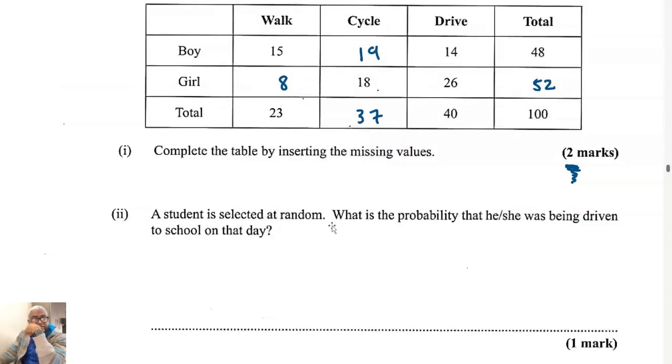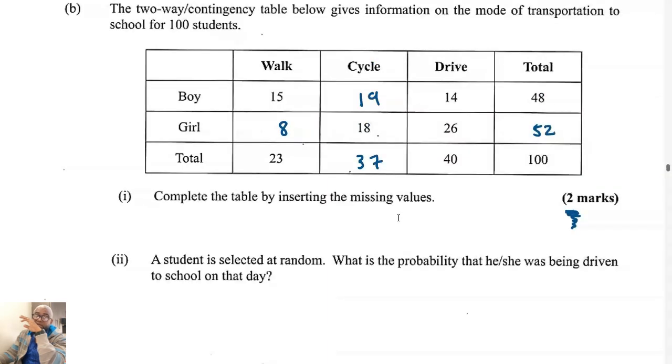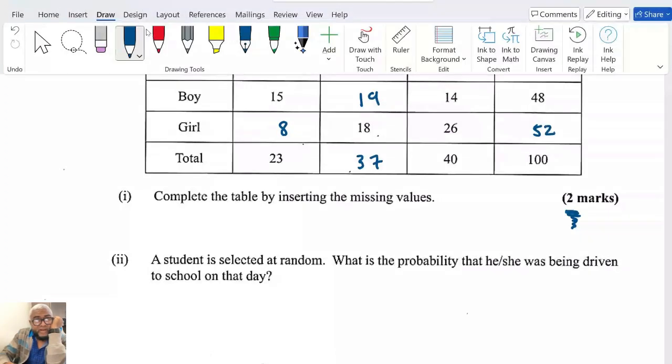A student is selected at random. What is the probability that he or she was being driven to school on that day? So a student is selected at random. What's the probability that he or she was being driven to school on that day? So how many students are being driven on that day? Everybody good there? Let me put a formula for you all.